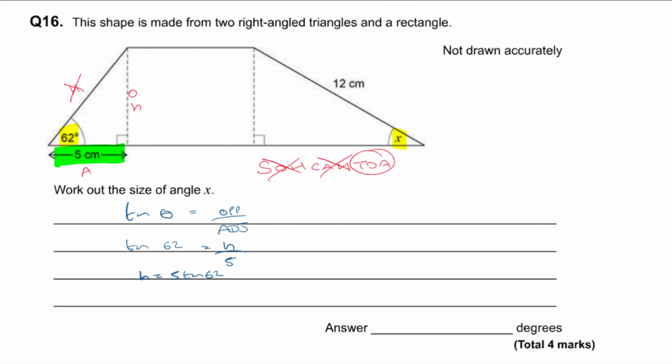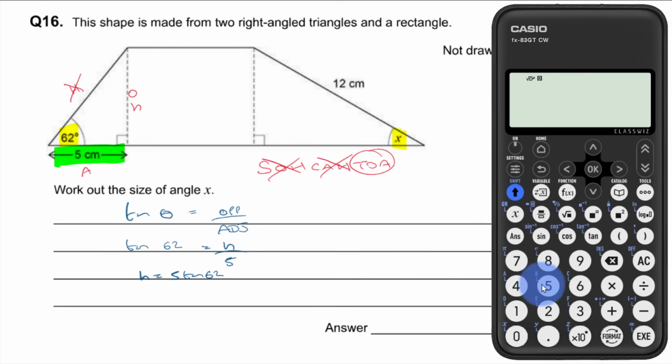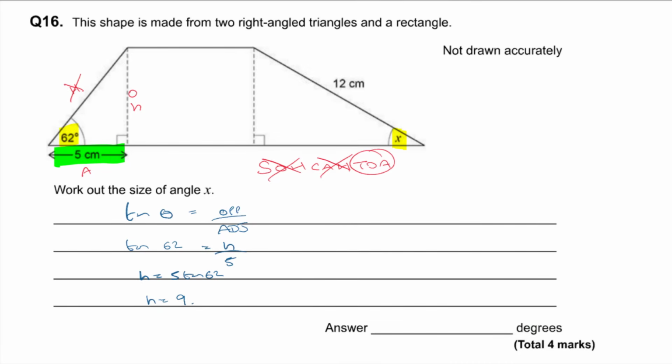Typing that into the calculator. 5 tan 62. Just get into the habit of writing down everything you're going to type into the calculator before you type it in. 9.40. I'm going to write down 9.40. I'm going to keep the full calculator display though because I'm going to use that in my next calculation. Okay, so just retain it as you go along. Okay, so then moving over into the other triangle. So I now know that this side here is also equal to H. It's also 9.4, isn't it?